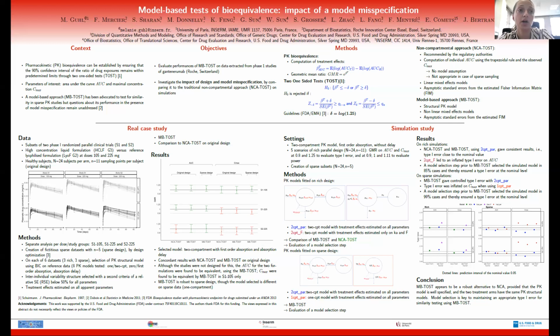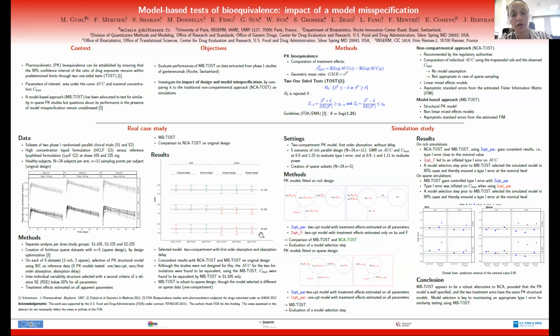So what we've done is that we performed NCA TOST and MB TOST on this original rich design data, and we also performed MB TOST on a sparse subset of the data to see if MB TOST was robust to the sparse design. What we found is that NCA TOST and MB TOST give approximately the same results on the original data, and we can also see that MB TOST is robust to the sparse design. The results are always the same.